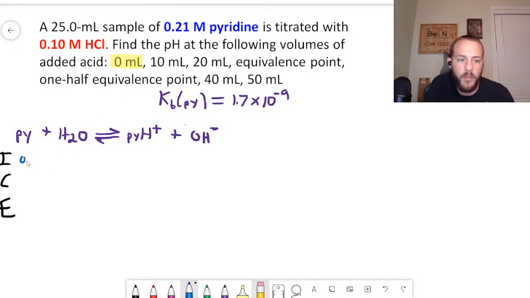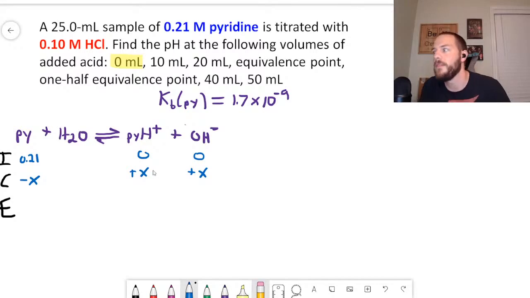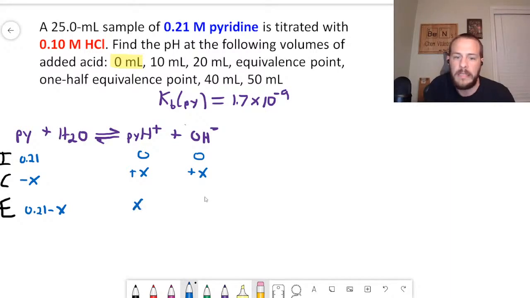0.21 molar, so 0.21. And then we're assuming that we have none of either of these. What's the change? Well, we know that as the reaction proceeds, the concentration of pyridine will decrease, and the concentration of the conjugate acid of pyridine and the hydroxide ion are going to increase by the same amount. So we're using the variable x. Minus x for the reactant, plus x for the products, right? Okay, and then what does that look like at equilibrium? Well, equilibrium for pyridine is going to be 0.21 minus x. And then for the conjugate acid, that's x. And for hydroxide ion, that's also x, right? And so now we have expressions for the equilibrium concentrations that we can use to build a quadratic equation on our way to solving this problem, right?